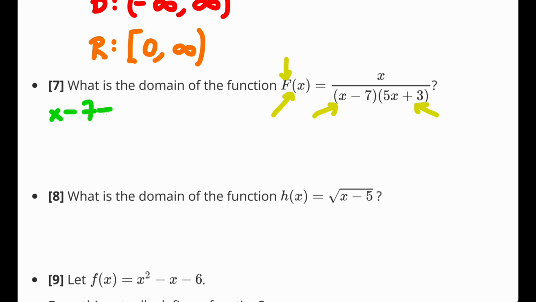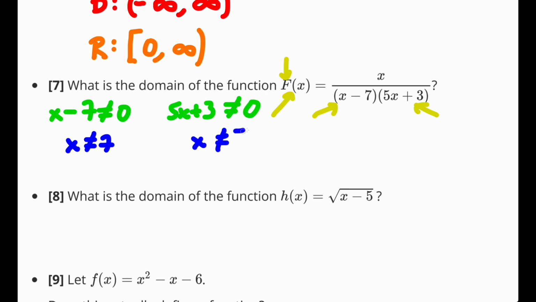So basically, x minus 7 cannot equal 0, as well as 5x plus 3 cannot equal 0. So what you can do is solve these, and we're going to add 7 to both sides. X cannot be equal to 7. We're going to subtract 3, divide by 5 here. X cannot be equal to -3/5. So it says, what is the domain?